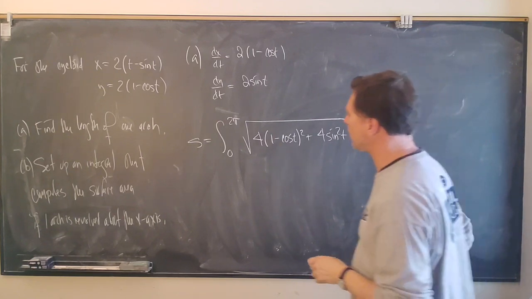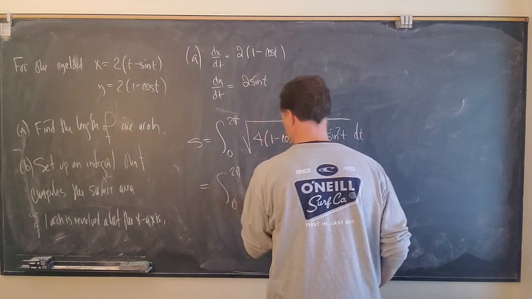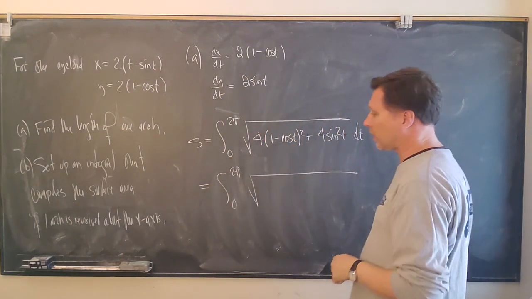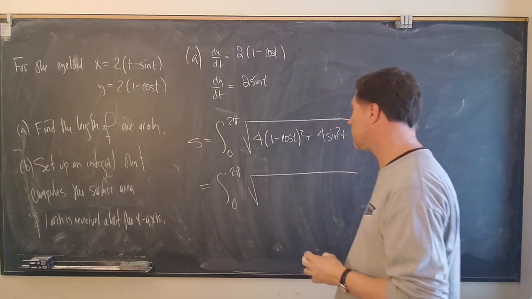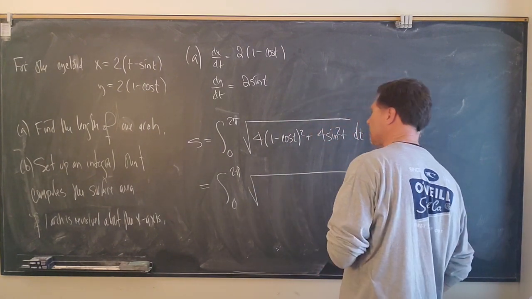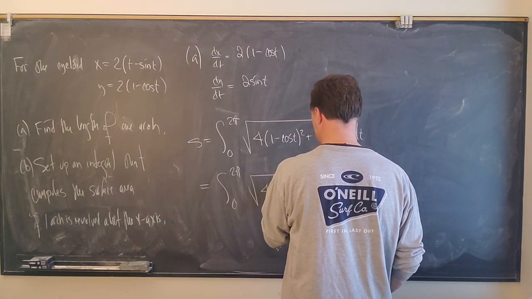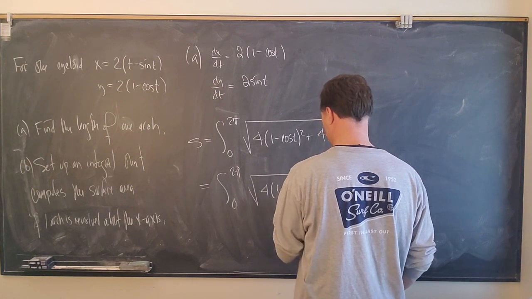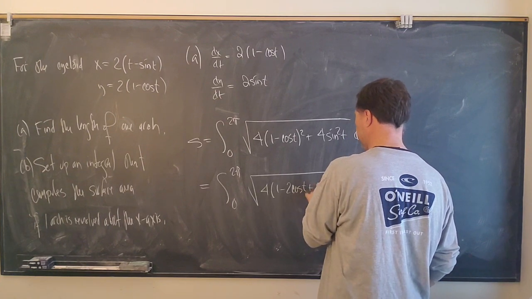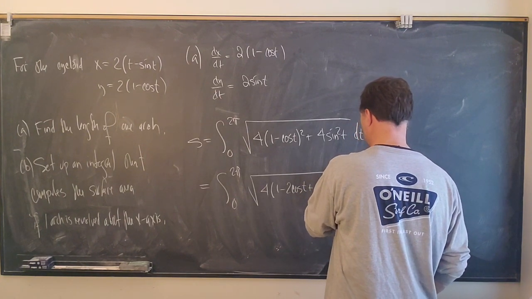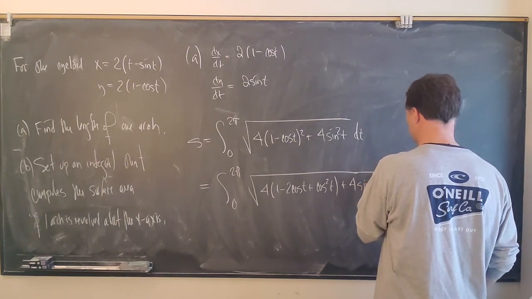Now I need to multiply things out, and it looks a bit ugly. Remember what I was saying: these problems, when they involve square roots, can be difficult, so they have to be rigged to actually work out. And this one, it turns out, is rigged. So this is going to be 4 times (1 minus 2 cosine t plus cosine squared t) plus 4 sine squared t dt.